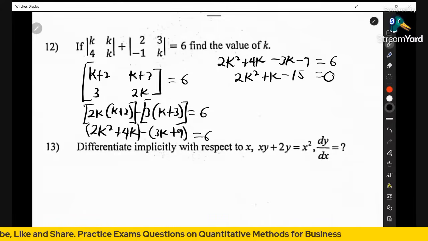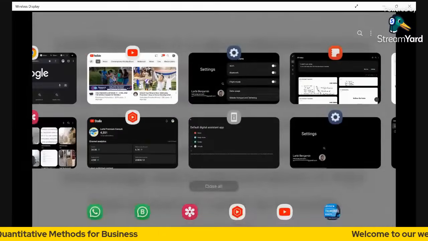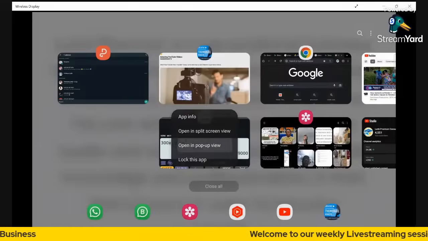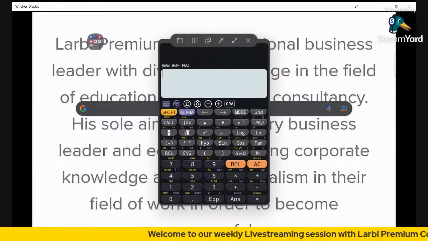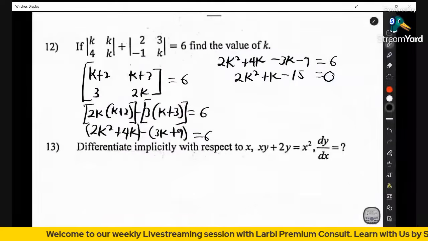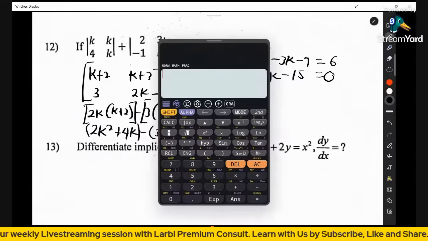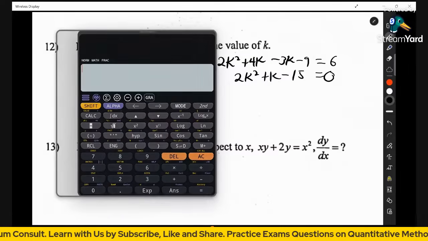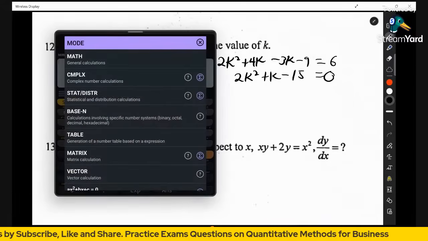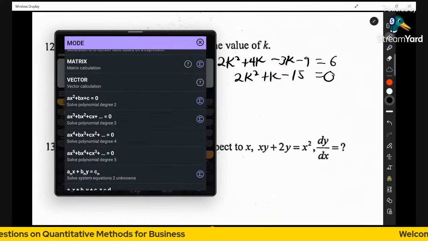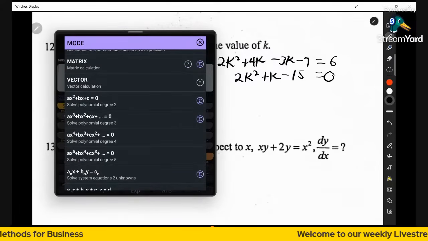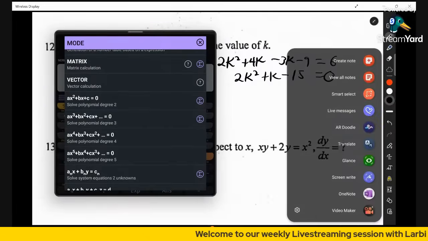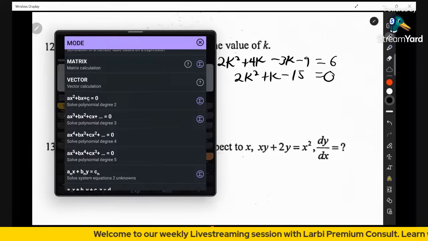And that should be equal to 0. So when you get this, let's see if I can bring my calculator. Once you get this, then on your calculator, this is what you're going to do. You go to mode, right? You press 5 on your calculator and then you identify an equation as ax squared plus bx plus c, and that should be equal to 0.